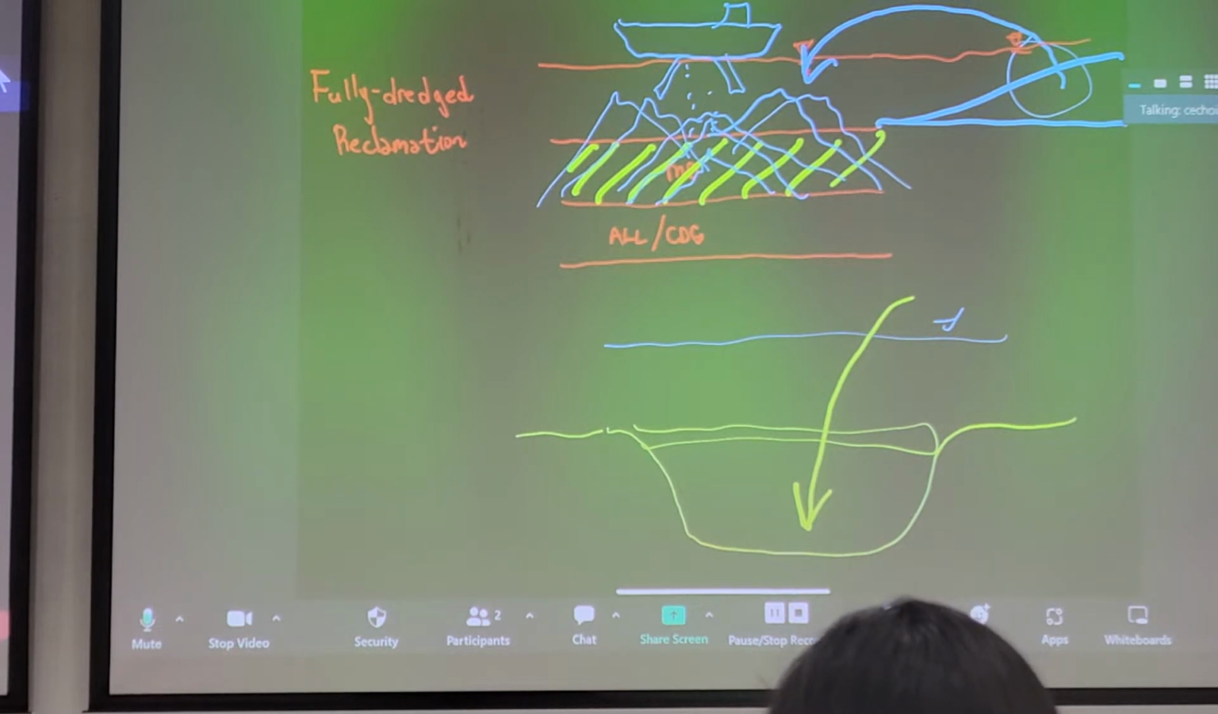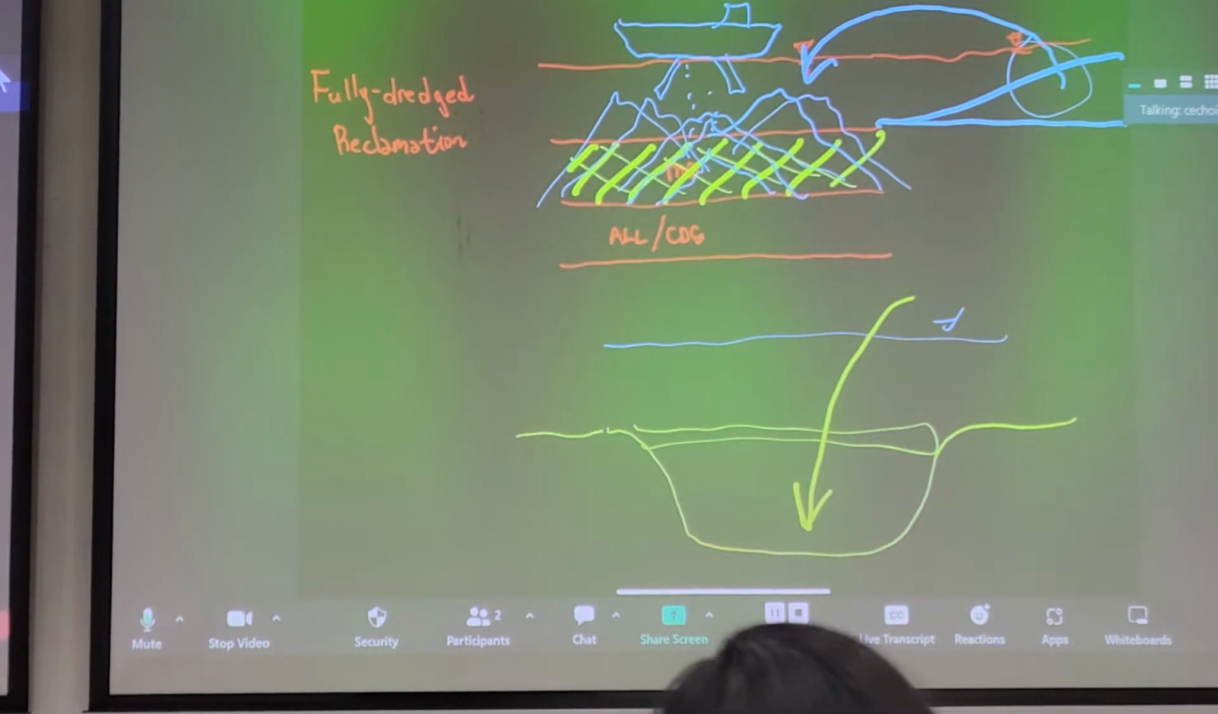Other disadvantages are quite obvious. When you remove this green layer here, you lose a lot of volume. And when you lose volume, as we mentioned several times in our course, you have to replace this volume. And more often than not, it's sand, right? Not to mention dredging takes time as well.